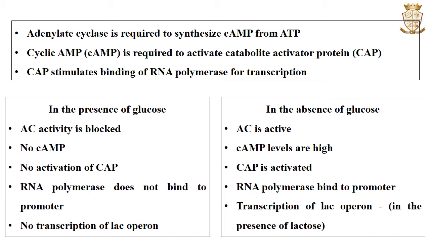The transcription of the Lac Operon will start in the absence of glucose, but there is an additional condition required for the transcription of Lac Operon, that is, it requires the presence of lactose as well. In the absence of glucose, cyclic AMP is available to activate the catabolite activator protein, which will allow the RNA polymerase to bind to the promoter. But for the transcription of the Lac Operon to begin, there is an additional requirement, that is the inducer molecule for the Lac Operon, which is lactose. The lactose has to be present. Only in the presence of the inducer molecule will the Lac Operon be initiated.